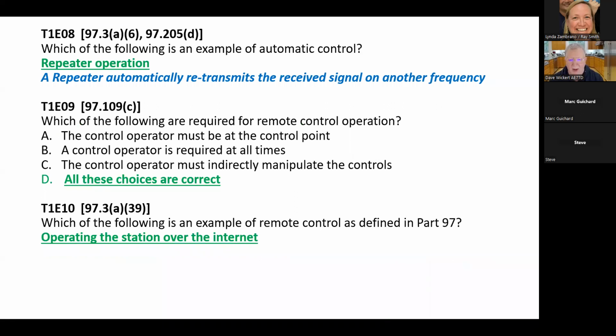What's an example of automatic control? A repeater is a good example of automatic control. The repeater controls its own transmission of a signal. If you're going to have a remote control operation, what must be required? All of these are required. And what's an example of remote control? It's operating the station across the internet. So if you have a radio station at home, you can use your laptop while you're off traveling and control your station, and that's what remote control is about.